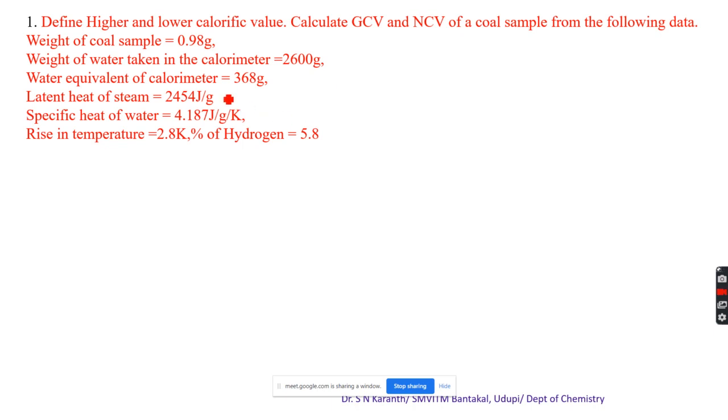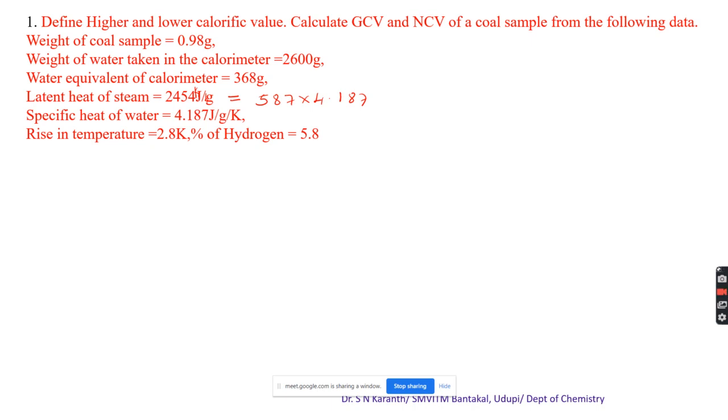2454. It is actually the product, in terms of kilojoule per kg, that is 587 multiplied by 4.187. You will get 2454. Okay, specific heat of water is 4.187, the rise in temperature is 2.8 Kelvin, and the percentage of hydrogen is 5.8. The definition part I will not take.